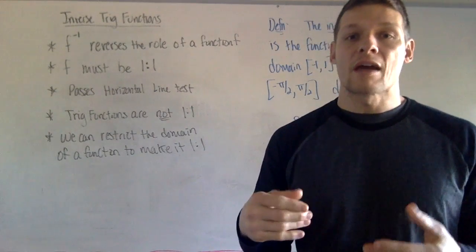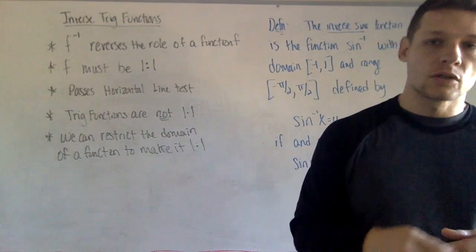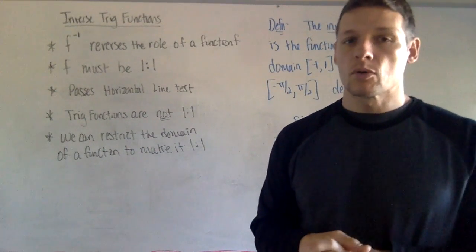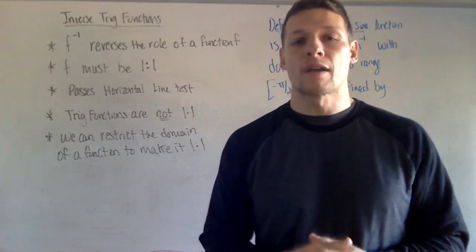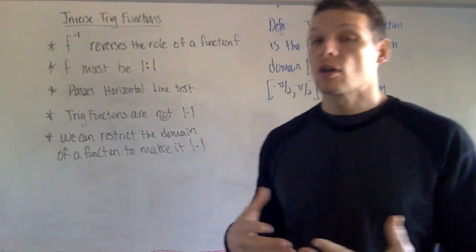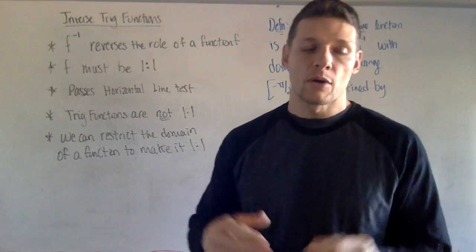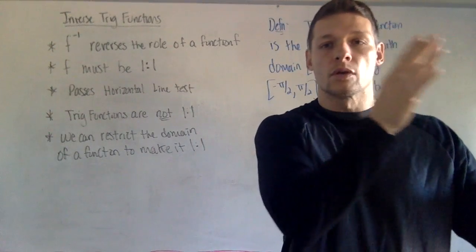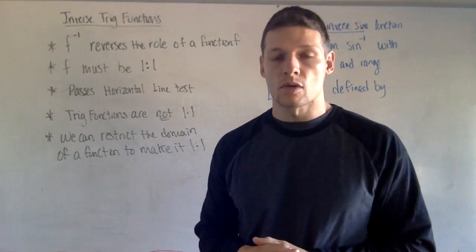So if it touches it at most once, that is one or less, and imagine a million, zillion horizontal lines. If the most times it touches your graph is once, then it in fact passes the horizontal line test and that function must be one-to-one. Now in general, trig functions are not one-to-one functions. Again, they have these periods that repeat over and over and over again, so trig functions do not pass that horizontal line test.